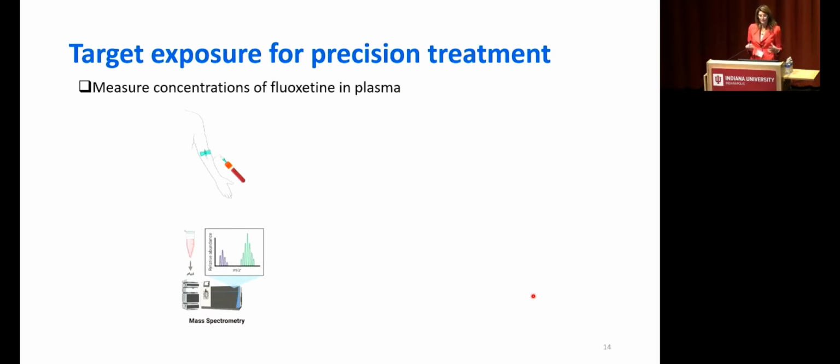Well, thinking about precision treatment, that is really the goal, to identify the individual factors that can help us do a better job picking the right drug at the right dose the first time. And identifying target exposure is key for that approach. One way to do this is to measure concentrations of your drug of interest. In this case, it'll be fluoxetine in plasma, right? Draw blood, look at concentrations via mass spectrometer, and lots of groups have done this.